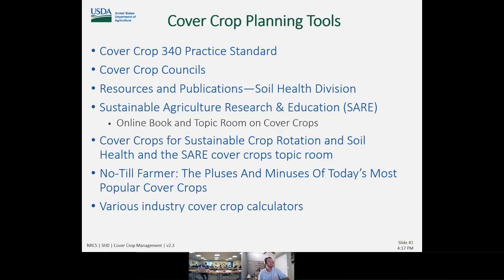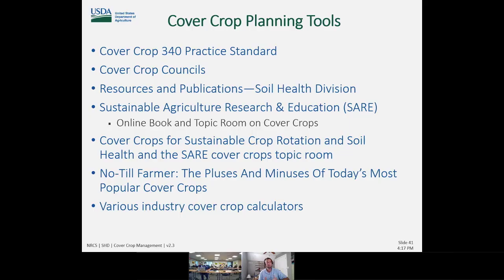Other cover crop planning tools, of course, include the 340 standard for your state. I'm sure you're aware that cover crop councils have been started. There's a Northeast, there's a Southeast, Midwest has been around for some time, and also a Southwest and Northwest cover crop council is being established. So expect to see some good resources coming from those. Resources and publications: those of us at the Soil Health Division are trying to develop fact sheets and other resources to help field office staff be better suited to utilize cover crops in their planning activities.